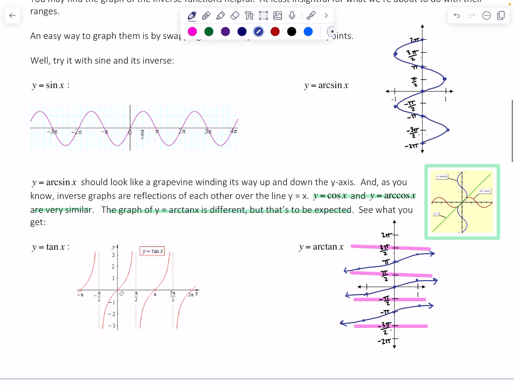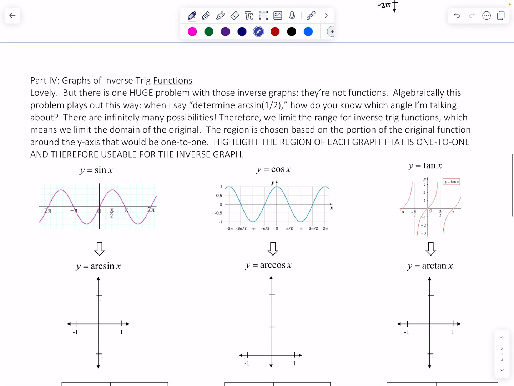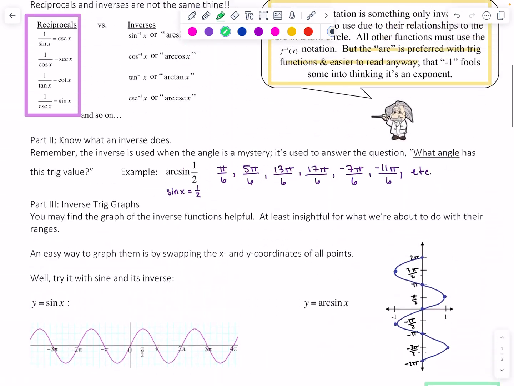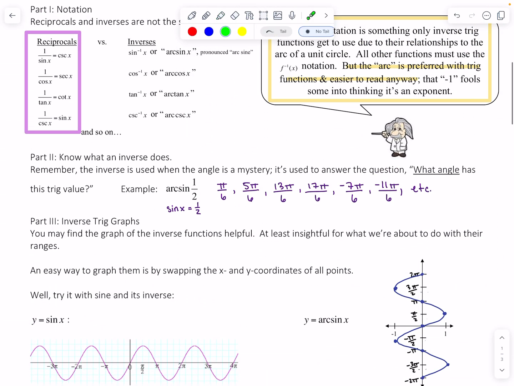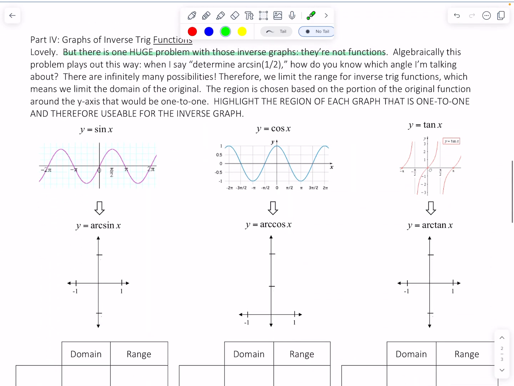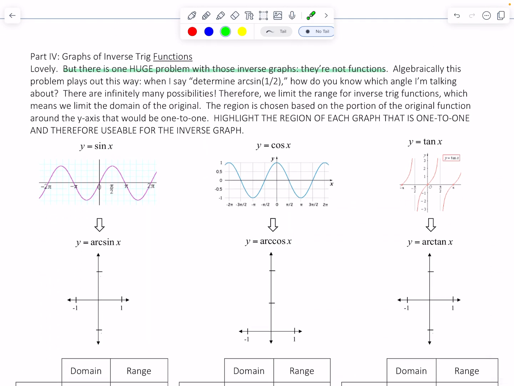But as you can see here, there's obviously a problem with it, and that's what we're going to get to here, which I even kind of prefaced. There is a huge problem with those inverse graphs. They are not functions. So algebraically, this plays out a problem where I say determine the arcsine of 1/2. How do you know which angle I'm talking about? Scrolling back up here, when I'm talking about these, how do you know which one to choose from? There are infinitely many possibilities. Therefore, we limit the range for inverse functions, which means that we limit the domain of the original function.